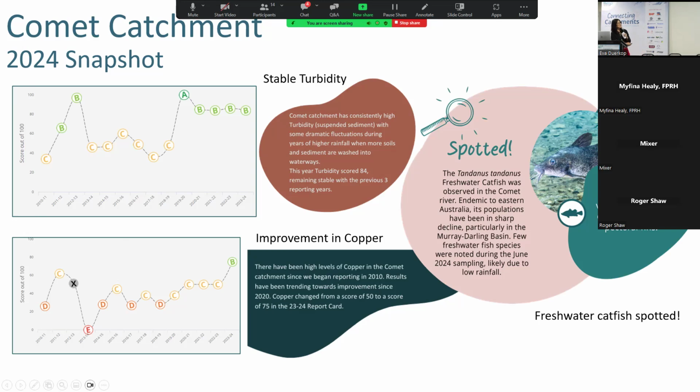The exciting bit too is that the freshwater catfish was spotted here. So you've got some exciting facts in the report card as well of what has been spotted, and so maybe some of the waterway, your eyes, and they're there. To the catchment, to the basin.